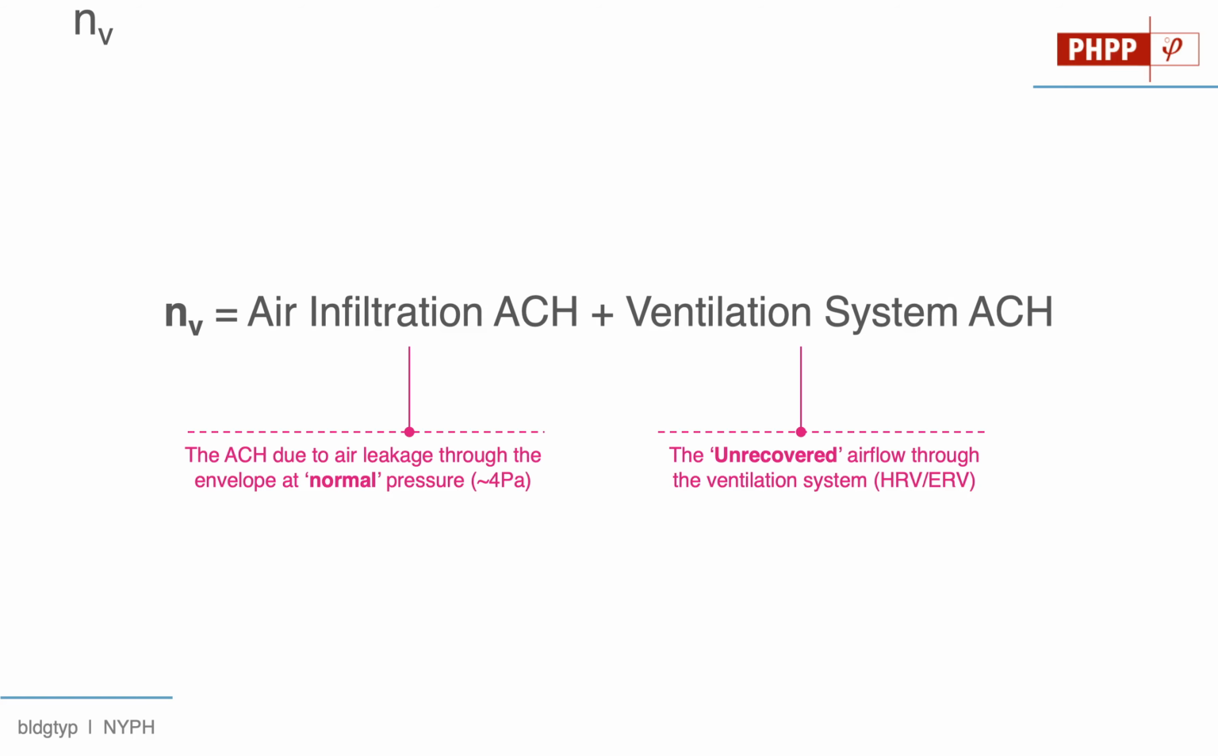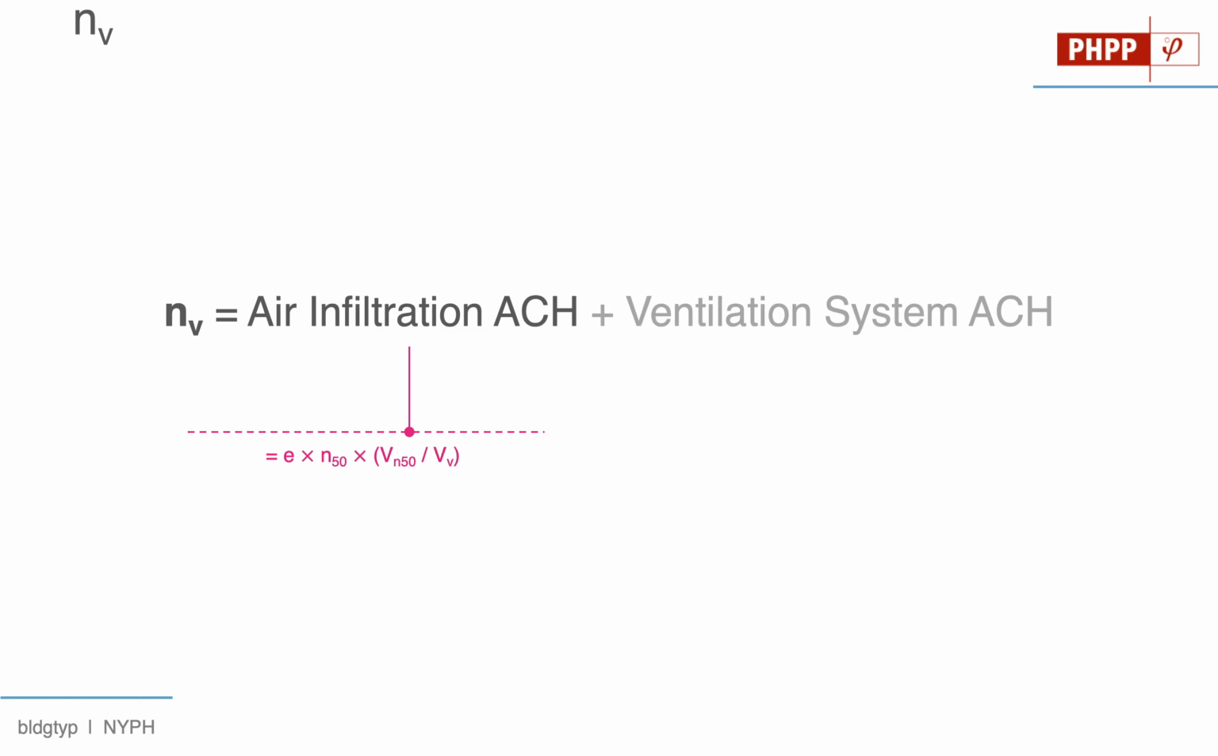Okay, well, let's take those one at a time. Let's start with the air infiltration, ACH, the air leakage through the envelope at normal pressure. How are we going to calculate that value? Well, we're going to calculate that value using this equation right here.